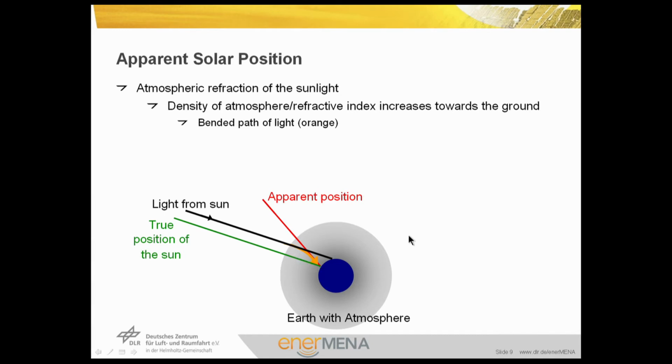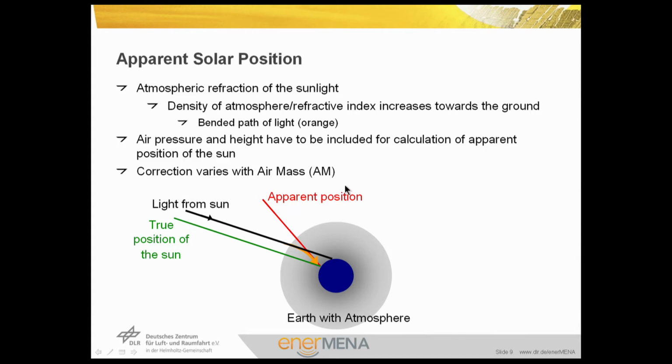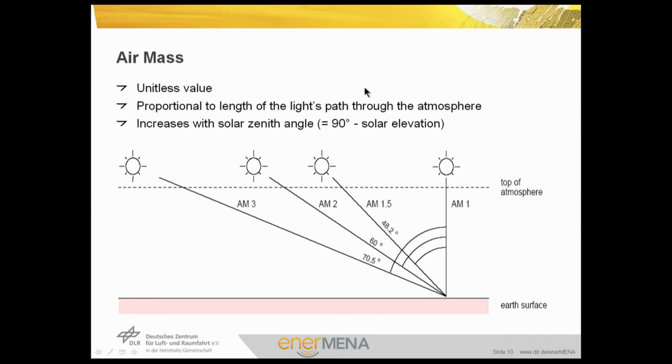The deviation of the apparent position and the true position of the Sun is exaggerated in this sketch, but we have to consider it for CSP applications. So this means that for CSP applications we have to include air pressure and height for the calculation of the solar position, and we also have to correct for the air mass. The air mass is explained in this slide.